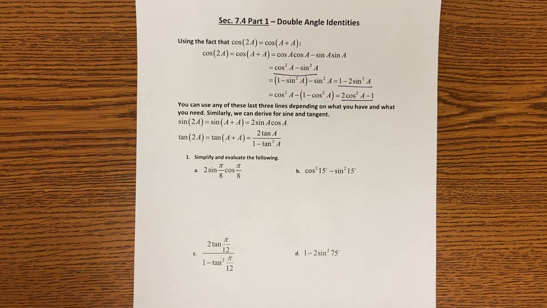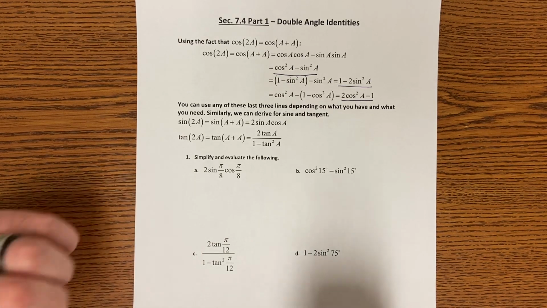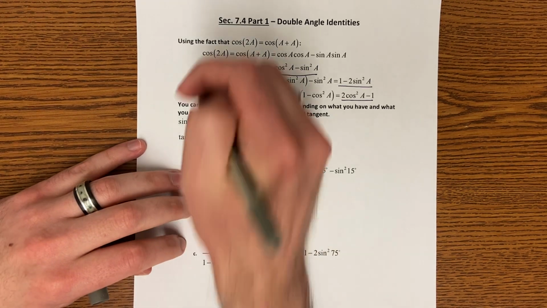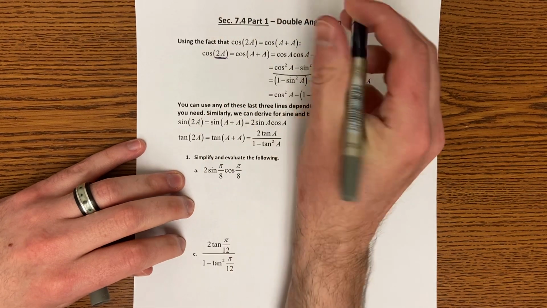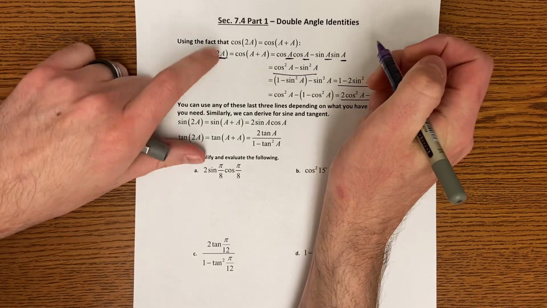Sine of 2A is 2 sine A cosine A, and tangent of 2A is 2 tangent A over 1 minus tangent squared A. The primary thing when using these is to look at the relationship between the things inside. The angle here relative to the ones on the other side is double.